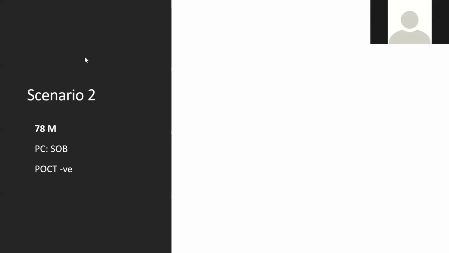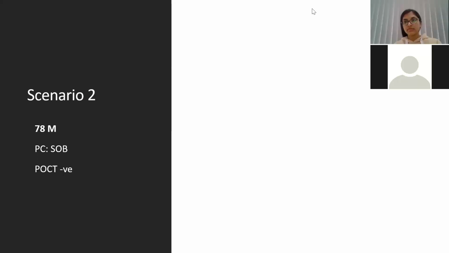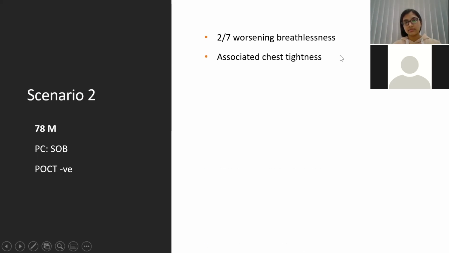Okay, guys, we're going to come to scenario 2, which is the last scenario. Here we have a 78-year-old male who's also come in with shortness of breath. POC negative, that's just the COVID test, so he's COVID negative. In terms of the initial history, the patient tells us that he's been breathless for 2 days out of 7. He's got associated chest tightness, and he's been using his blue inhaler about 15 times a day.